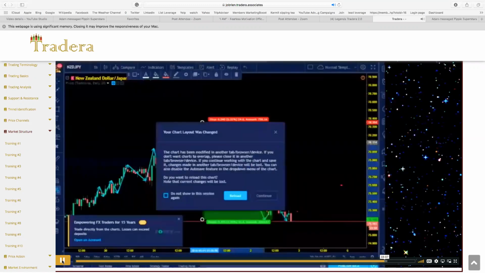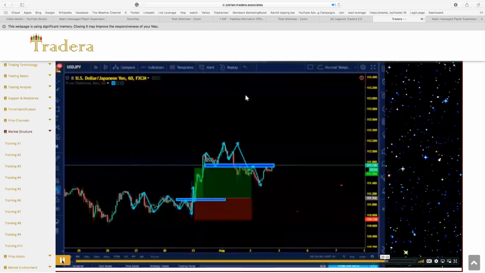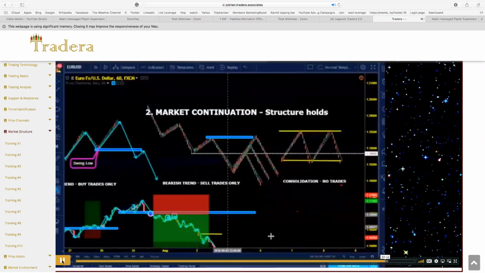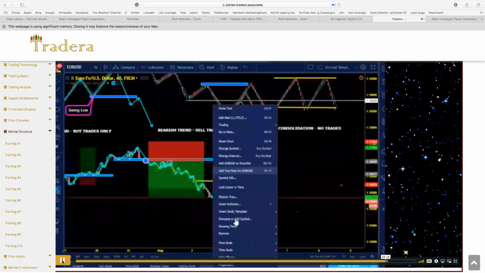Let me get rid of all these charts. We don't need all this. Plenty of pips. For those of you who were doing a pip count, it was well over 500. And that was only across those pairs. I could pull up a bunch more too.